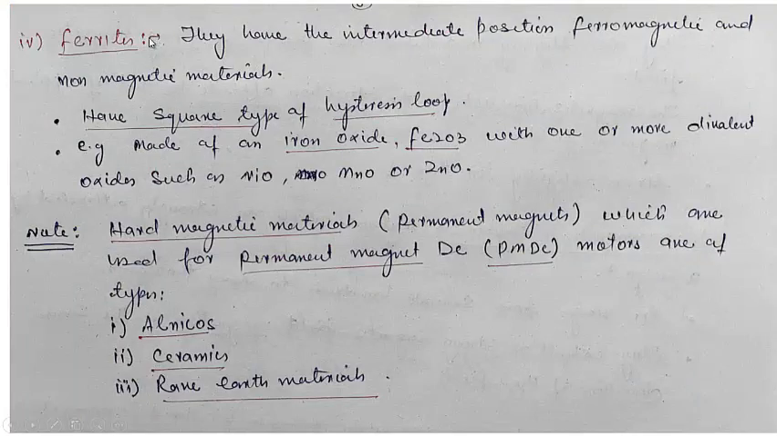The fourth one is the ferrites. They have an intermediate position between ferromagnetic materials and non-magnetic materials. They have a square type of hysteresis loop. For example, they are made of iron oxide, Fe2O3, with one or more divalent oxides of nickel oxide, manganese oxide, or zinc oxide.